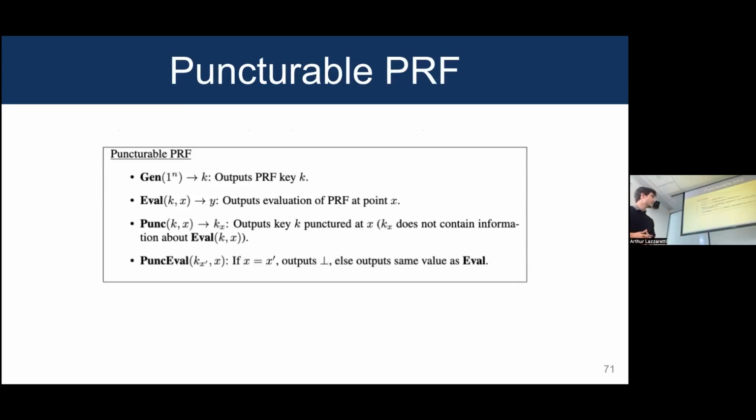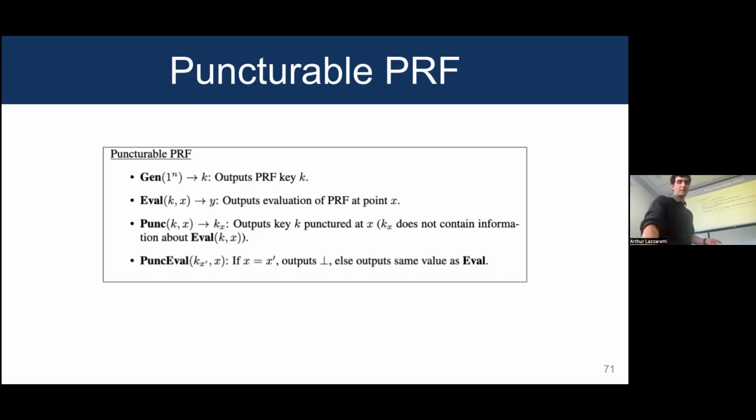Okay, so at this point, I'll also introduce this primitive that will be useful for us. It's a puncturable PRF, and basically it's the same thing as a regular pseudorandom function, except we have 2 extra algorithms, puncture and punc eval, where puncture basically manipulates the key and removes the evaluation of one element. So after you puncture at a point i, you can no longer evaluate the key at i. That's the intuition of it.